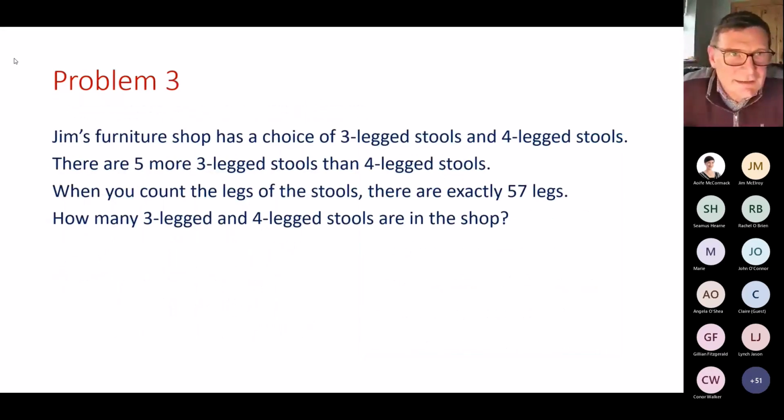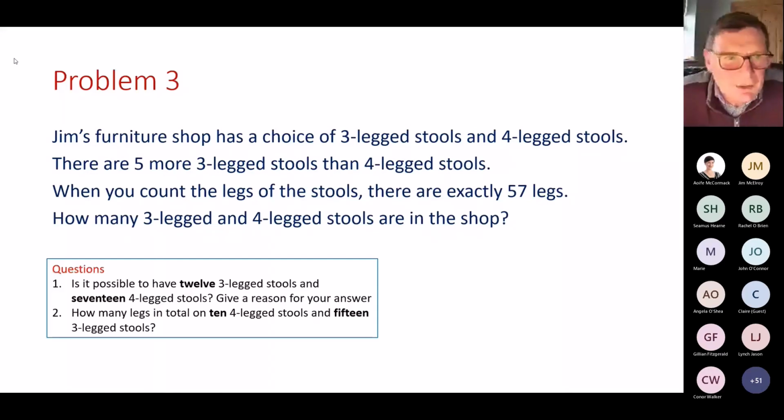Now, here is our next problem. Jim's furniture shop has a choice of 3-legged stools and 4-legged stools. There are 5 more 3-legged stools than 4-legged stools. And when you count the legs of the stools, there are exactly 57 legs. How many 3-legged and 4-legged stools are in the shop? Okay, so again, a few questions to get started on, just to ensure that they understand the problem and that they've read it, I suppose.